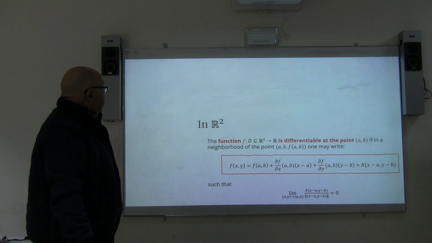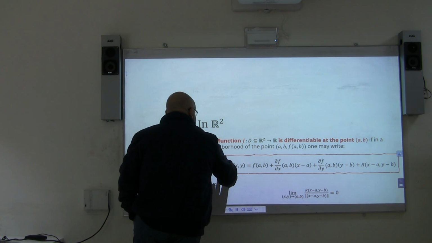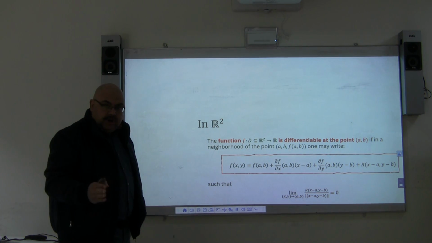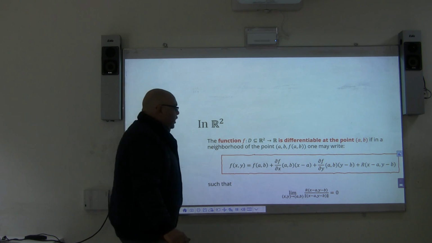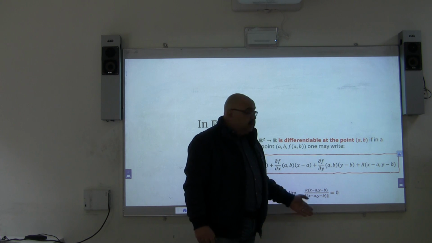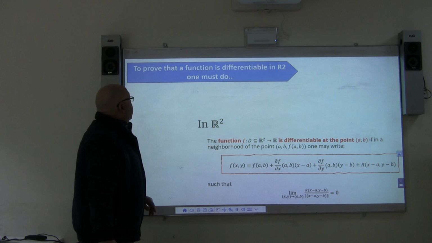Okay, in R2 in general, this is the definition of when the function is going to be differentiable, and it's exactly like the definition in R, with only a slight difference. In R, we are dealing with just x minus a, but here, since we are in two dimensions, this is the general definition. It can also be generalized to R^n.